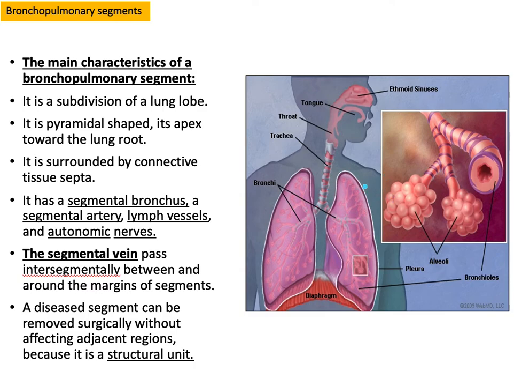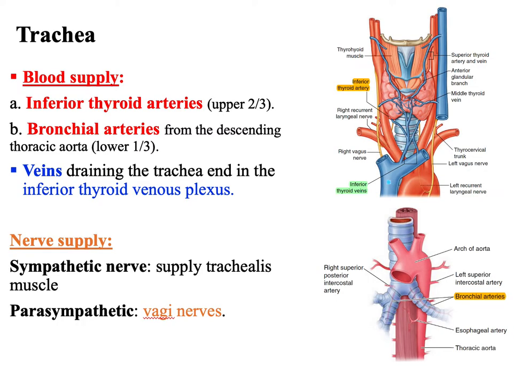So yes, as I mentioned, this is for the next lecture. Lastly, I would just remind you of the blood supply of the trachea, which is very simple. I think you remember from the previous semester the inferior thyroid artery, here and here. The inferior thyroid artery is a branch of the thyrocervical trunk, from the first part of the subclavian artery.